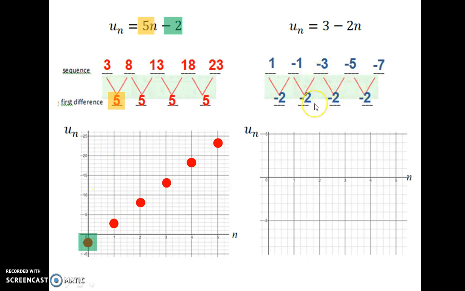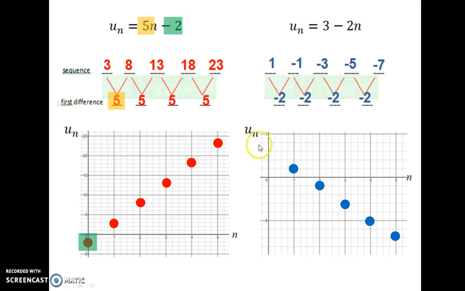Right, let's look on this one as well. At the first position, we have 1. At the second position, n value of 2, we have -1. At the third position, we have -3. And at the fourth position, -5. And then -7 when n equals 5. At the fifth position, right here, definitely linear again.